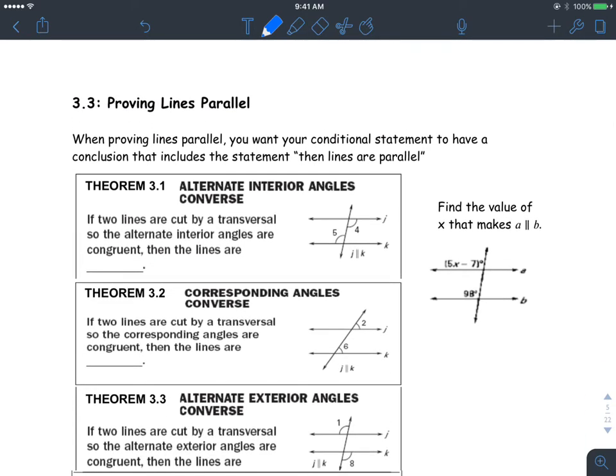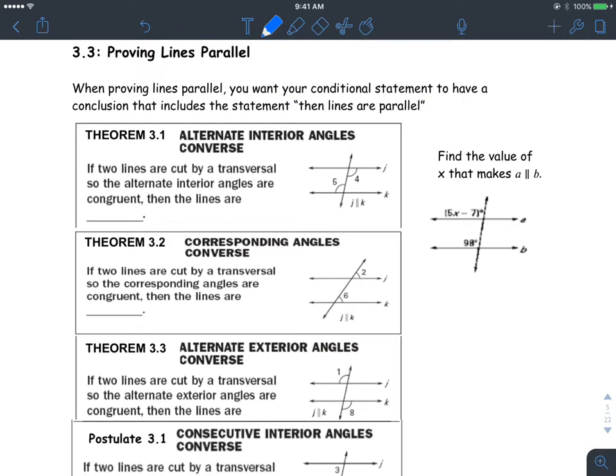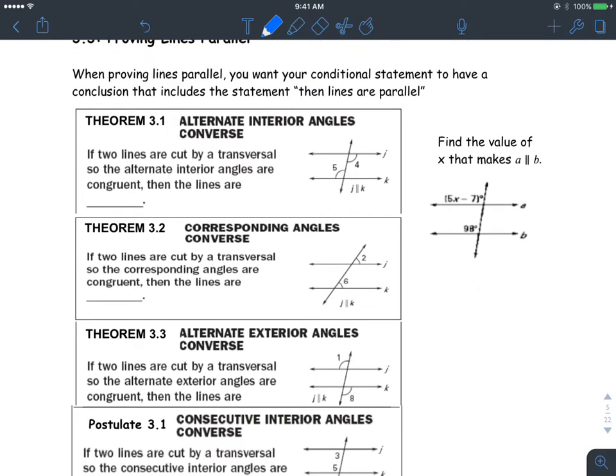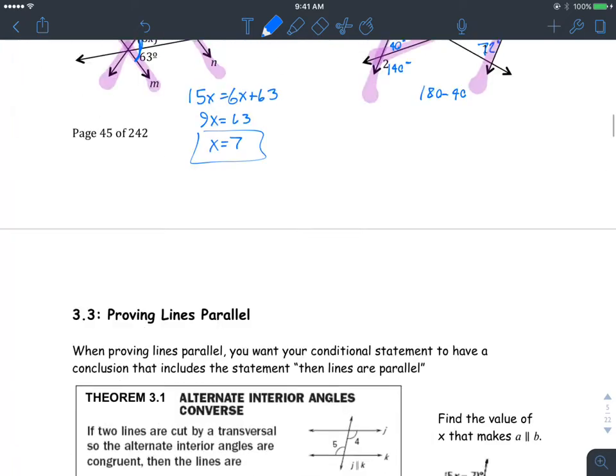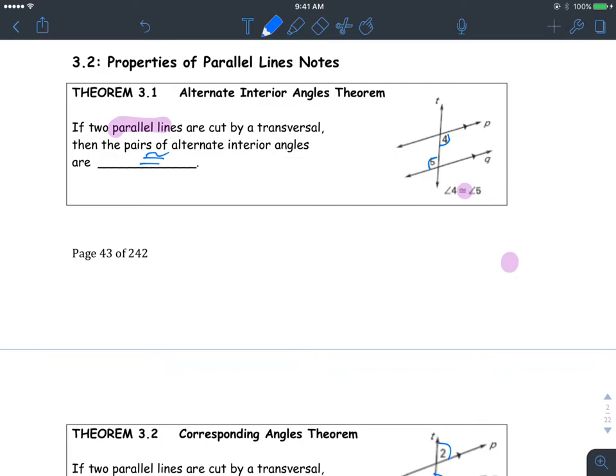All right, here we go. So this next lesson that we have today, we are going to be talking about using parallel lines in our proofs. A lot of these theorems that we're going to see initially are the converses of the theorems that we learned yesterday. So notice that they all say converse here. These are going to be very similar to the theorems that we learned in the previous lesson.